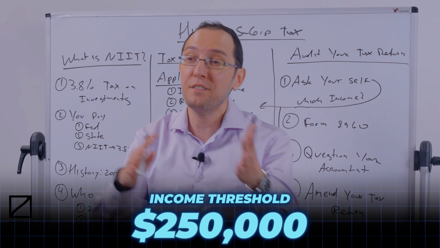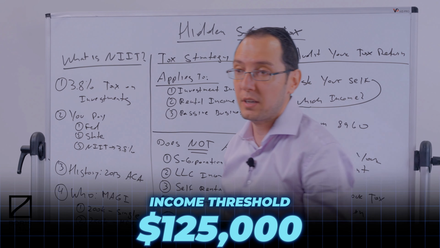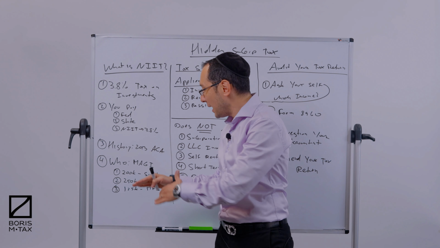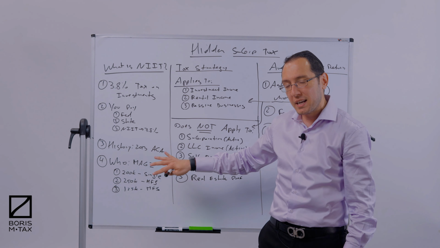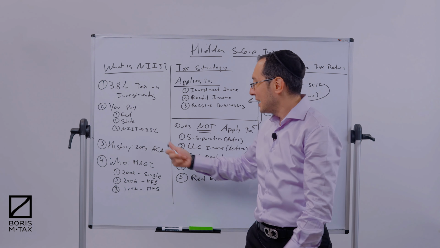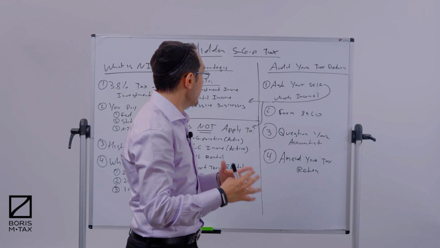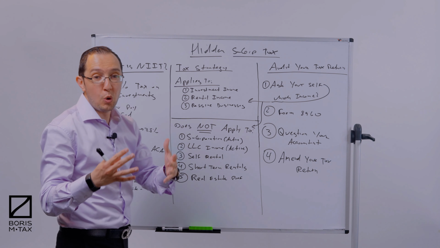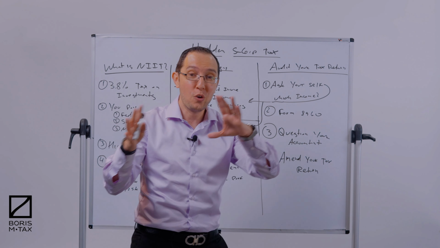Now, if you're married filing jointly, filing a joint return, the income threshold will be $250,000. And if you're married filing separately, $125,000. So just keep those numbers in mind, because if your taxable income falls at or above this threshold, then that 3.8% tax kicks in. Now, in the next section of this video, we're going to talk about a strategy for knowing what you need to pay this tax on and what you should not be paying this tax on, right after this break.